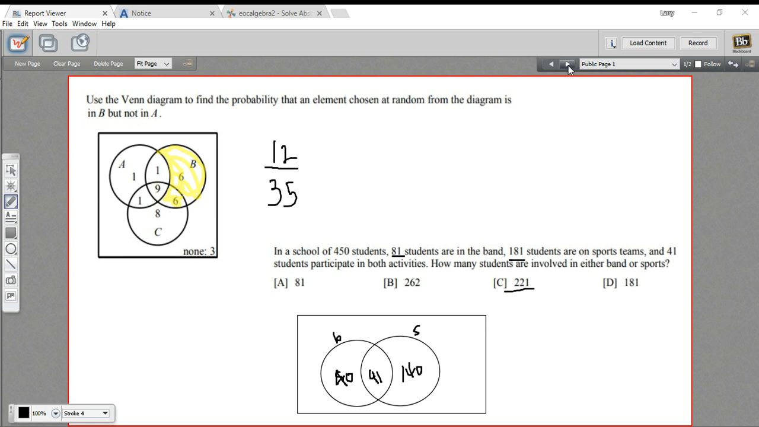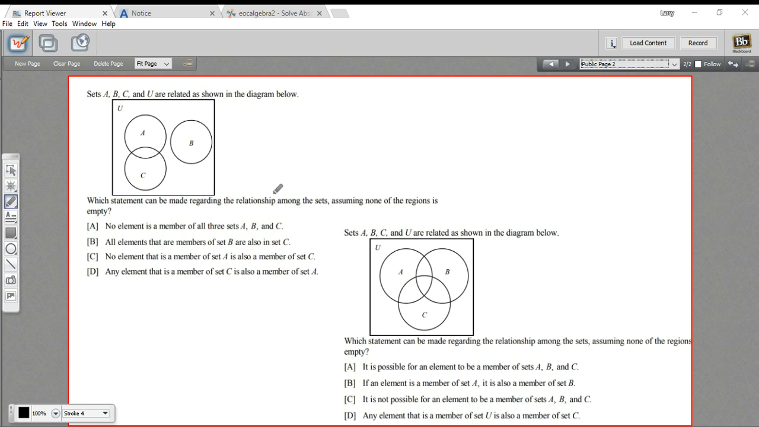All right, and let's look at a couple of logic problems with Venn diagrams as well. This first one up here says sets A, B, C, and U are related as shown in the diagram. Before we look at the questions, what this shows is that A, B, and C are all members of U because they're all inside this big box called U. A and C have some parts that are different, but they also have some overlap. And B doesn't overlap at all with A and C. So if you're in A and C, you're not in B. And if you're in B, you're not in A or C.